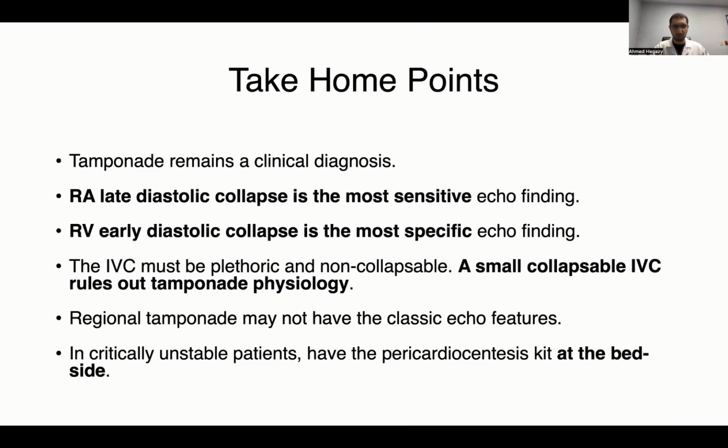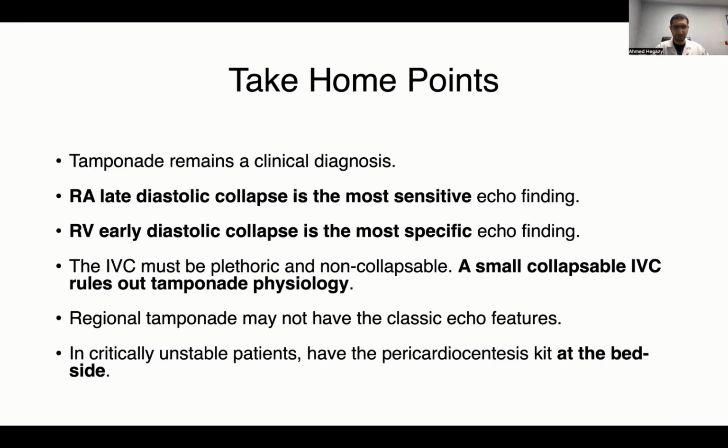So let's summarize what we've gone through. Tamponade does remain a clinical diagnosis. The patient must exhibit features of shock for you to be able to make the diagnosis of tamponade. The echocardiographic features of tamponade include right atrial late diastolic collapse, and this is the most sensitive echo finding, and it is the earliest echocardiographic finding of increased intrapericardial pressure. It is 100% sensitive for pericardial tamponade. Right ventricular early diastolic collapse is the most specific echo finding for tamponade. It is actually 100% specific.